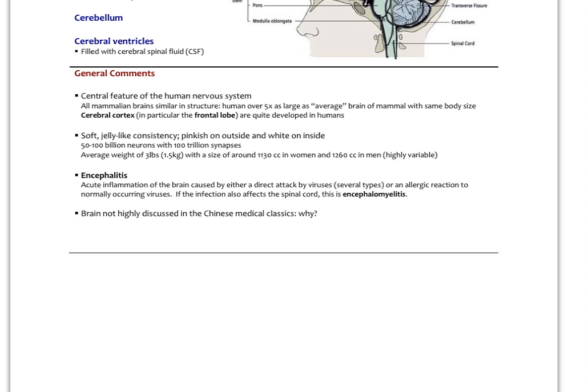So, as should be pretty obvious, the brain's the central feature of the human nervous system. All mammalian brains have a similar structure, although in humans it seems that the cerebral cortex is about 4 to 5 times larger than the average brain of a mammal of the same body size. A lot of mammals, if you look at dogs and so forth, have a lot of emphasis on the olfactory area of the brain. We have a less developed olfactory area, but our cerebral hemispheres are larger, and the cerebral cortex, which is the outer layer of the cerebrum, is actually only 6 cells deep.